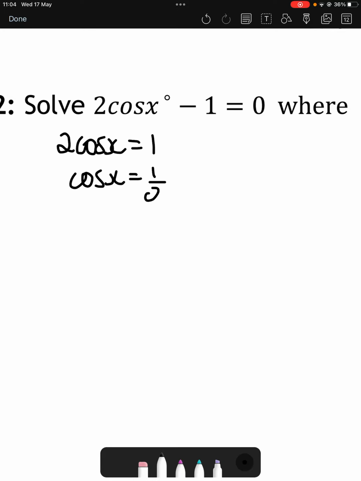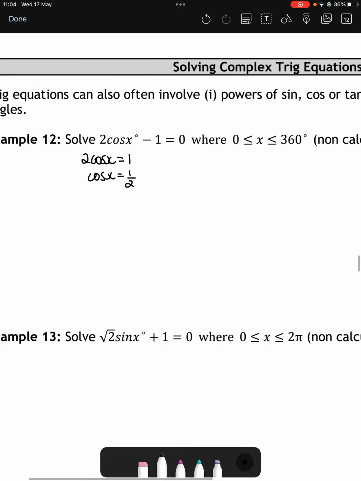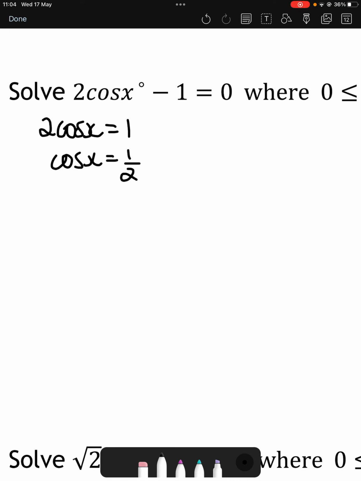Now you can see here that we're dealing with non-calculator, so it's going to involve your exact values. So we're going to do the exact same as what we would do in Nat 5. Okay, we have cos, it's positive there and there. RAA, whatever you want to call it. I call it theta.